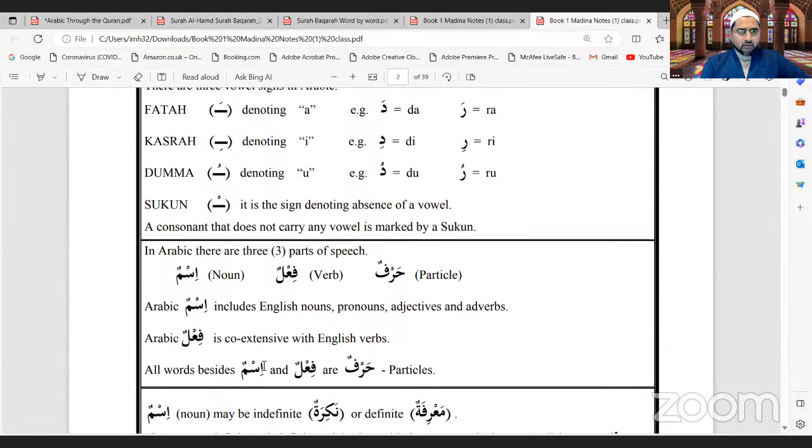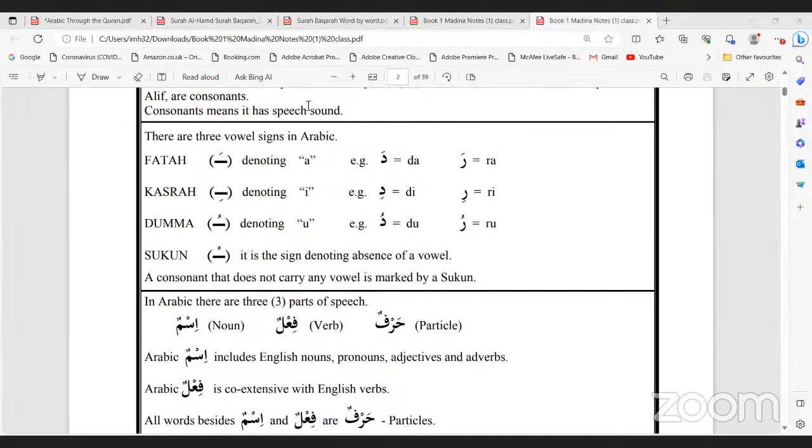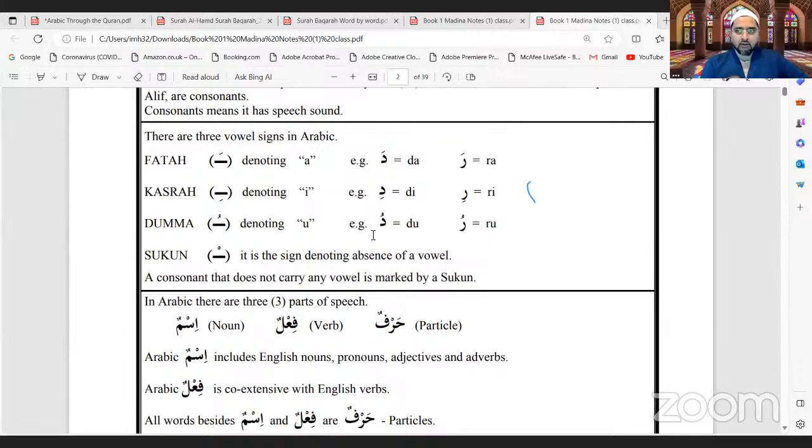And then, is this clear so far? Those who are new, Brother Jawad, Assalamu alaikum rahmatullah, is that clear for you? Yeah, it's clear. Okay, brilliant. Yes, it is clear. Thank you. Okay, that's fine.